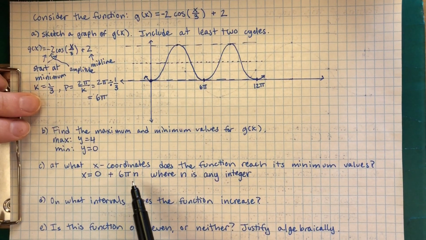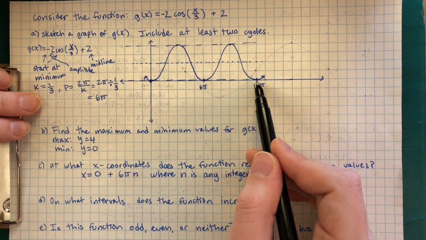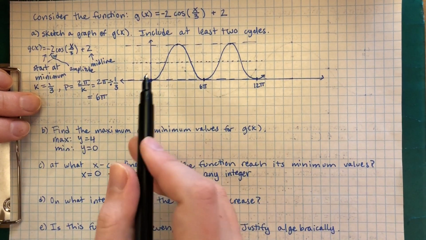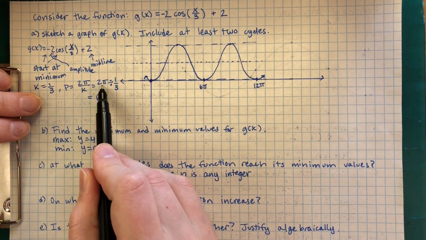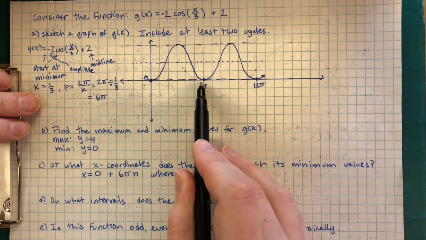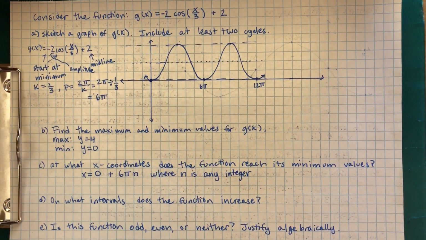If I choose n equals 2, I find this minimum. If I were to choose n equals -1, I would find a minimum over here. And this function is going to have infinitely many places where it reaches that minimum value. Each one of them is going to occur at an x coordinate that is an integer multiple of 6 pi.